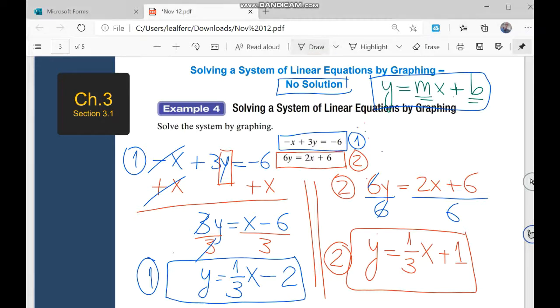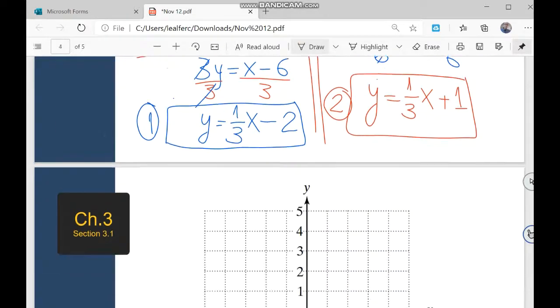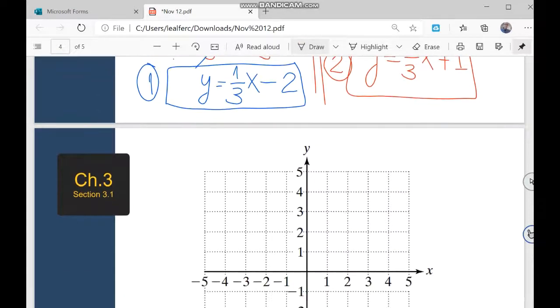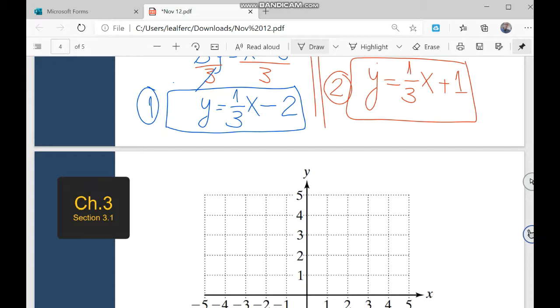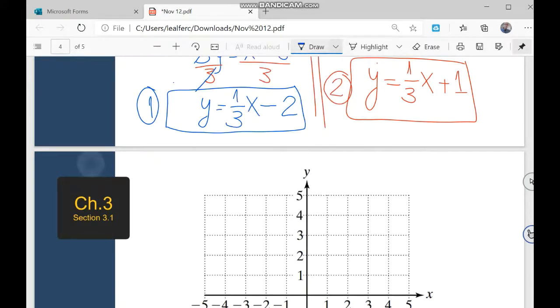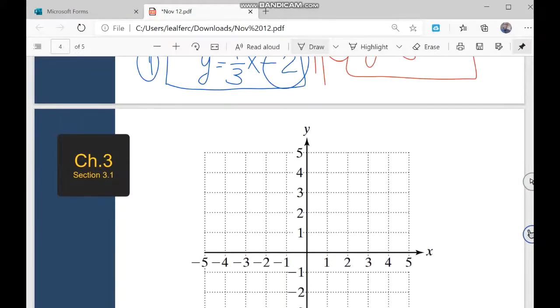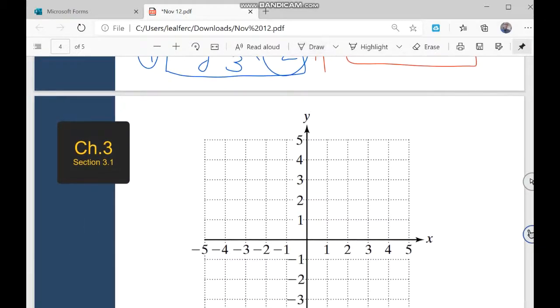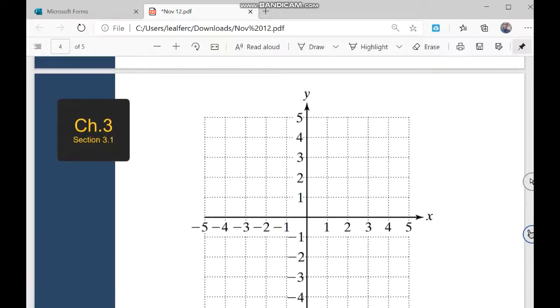Let me graph this. I'm doing this by hand, and you can work using the graphing calculator, but it's also interesting to know how to do it by hand, okay? We're talking about the first equation. The y-intercept on the first equation is -2, right? This is the y-intercept. Let's find -2 on the y-axis.